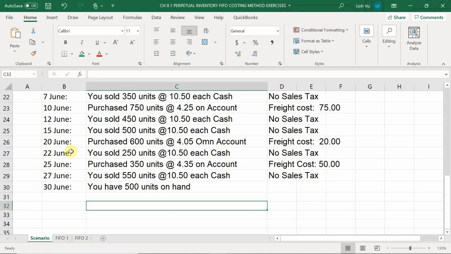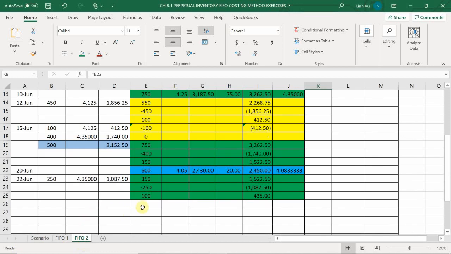Then on the 25th, we end up purchasing a last batch of inventory. I'm sorry, 350 units at $4.35 with the freight costing 50. So 350, 4.35, and 50. 350 at 4.35 and 50.